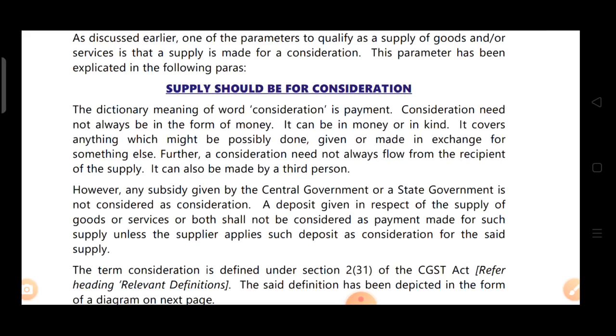Now consideration will not always be in the form of money. It can be in any form. It is not necessary, because in the definition of consideration it was given whether or not in money. So it need not always be in the form of money. It can be money or any kind. It covers anything which might be possibly done, given or made in exchange for something else. So it can be in any form.